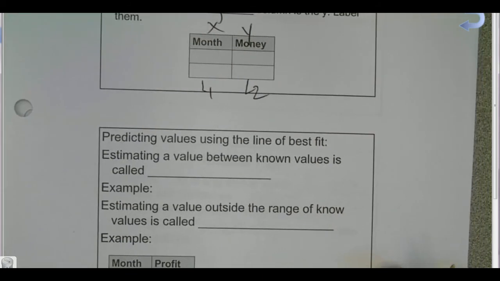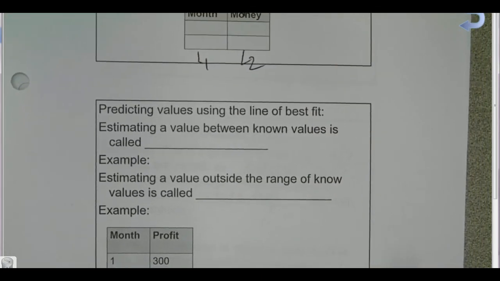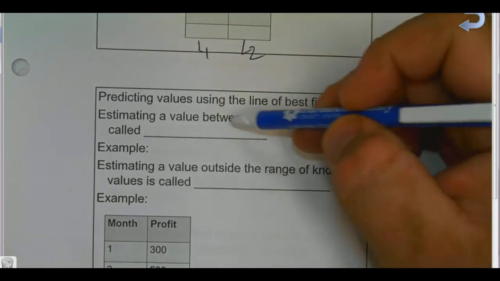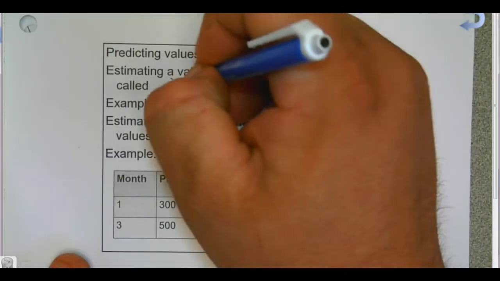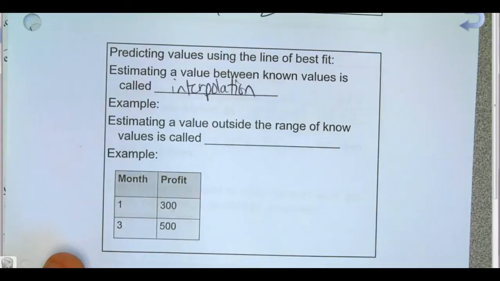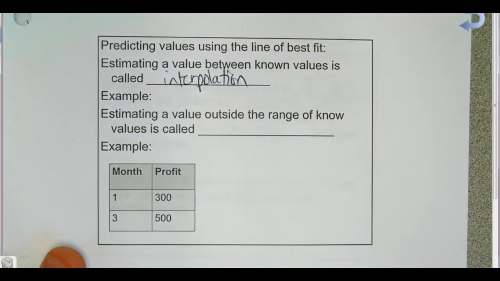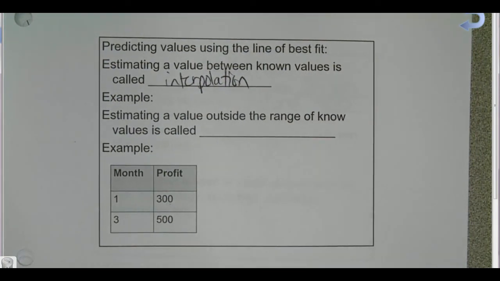A couple of vocab words that you need to know. I don't know that it'll ever come up, but either way, I've told them to you. If you're estimating a value between two things, that's called interpolation. So if I had to estimate for the bottom set of data here, the second month, that would be called interpolation.